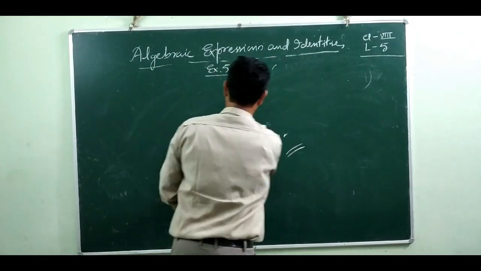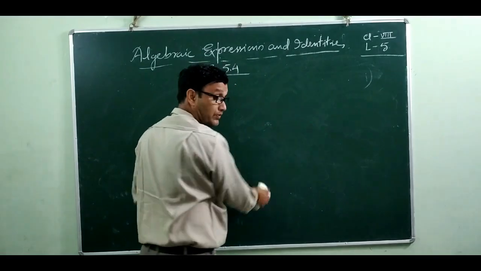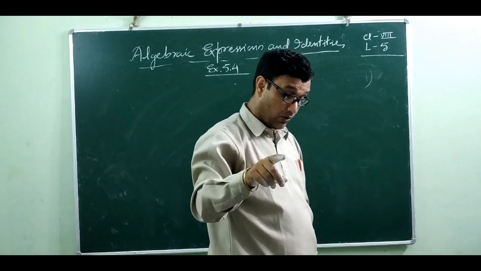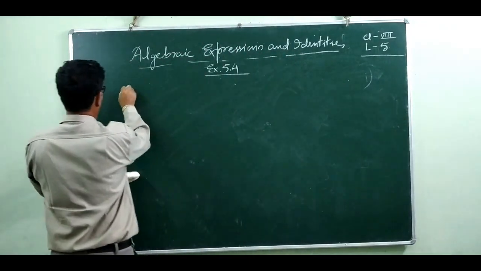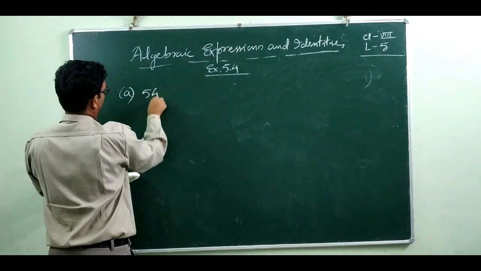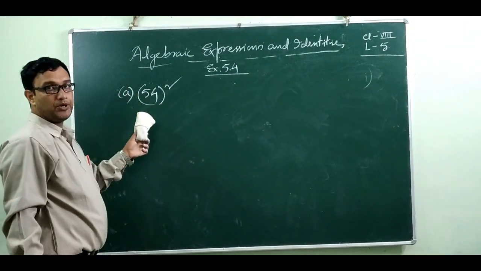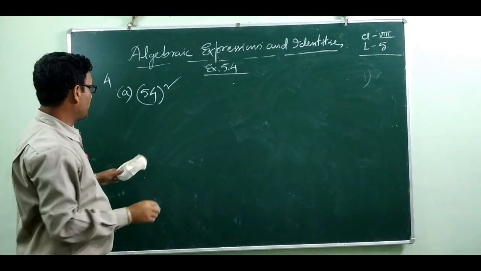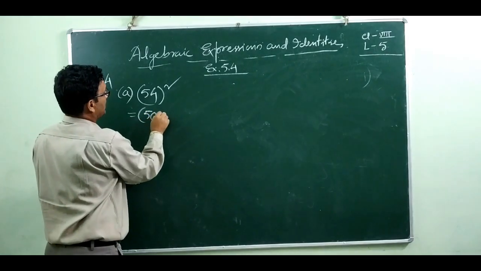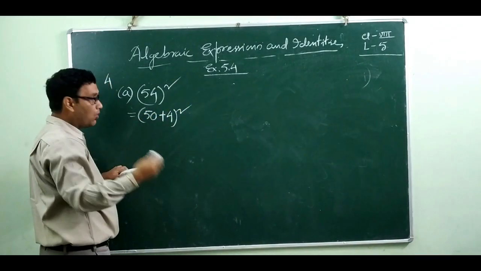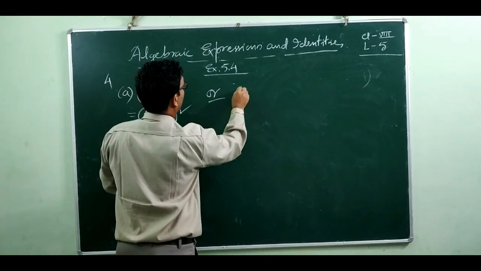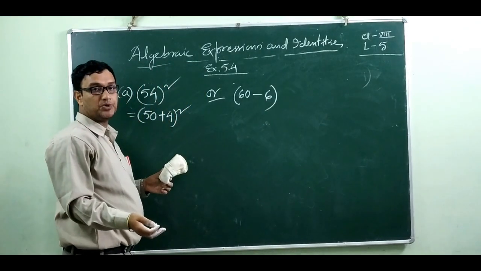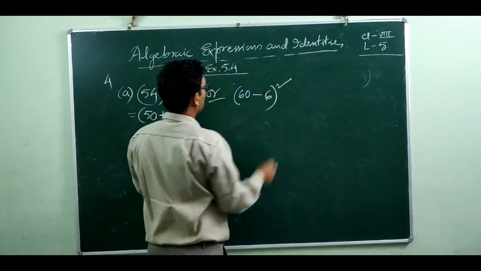Question number 4. First question, using suitable identities, evaluate the following. First question is given: 54 whole square. Now 54 whole thing square we can write as (50 plus 4) whole square. Or you can write 60 minus 6, which is also 54. Your wish.